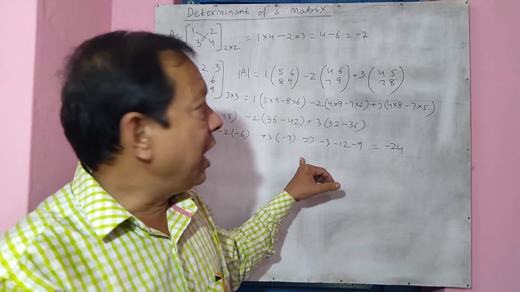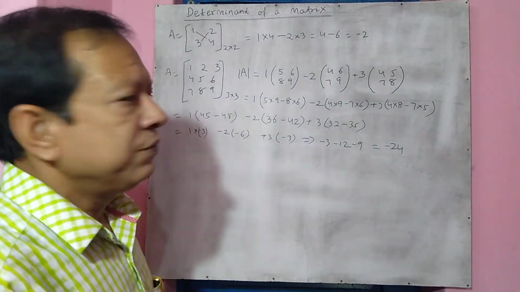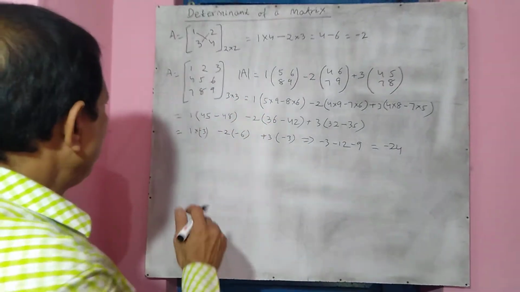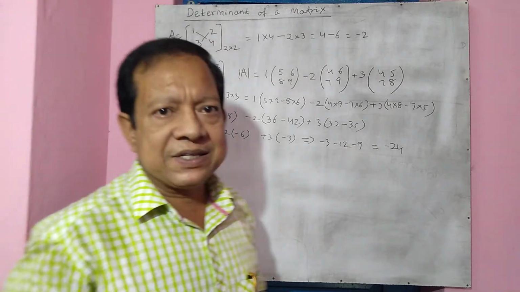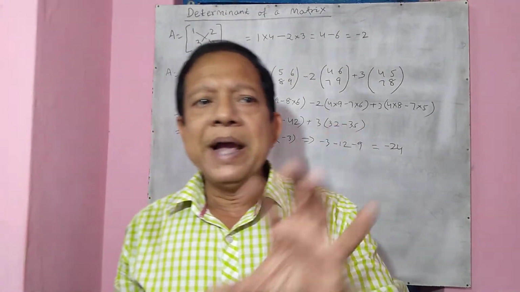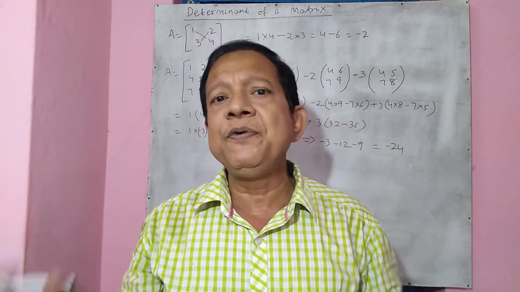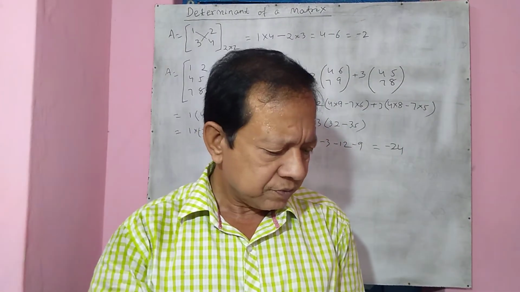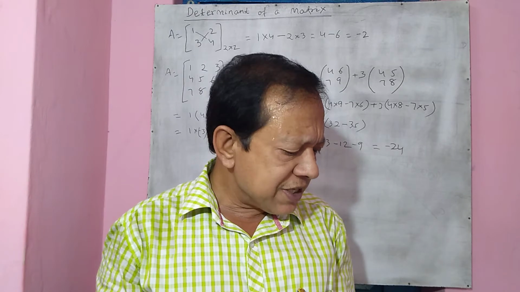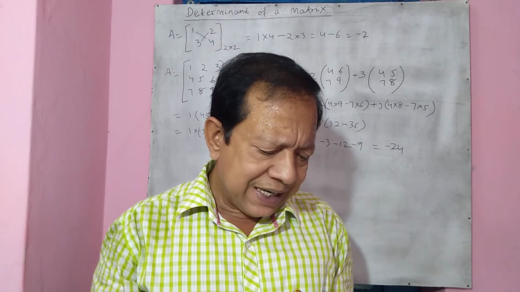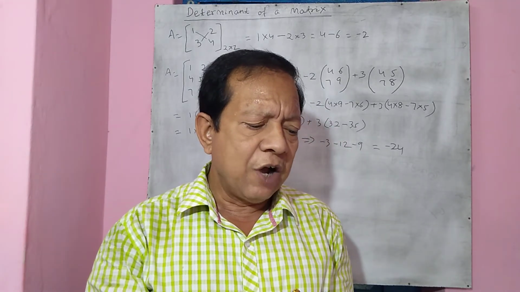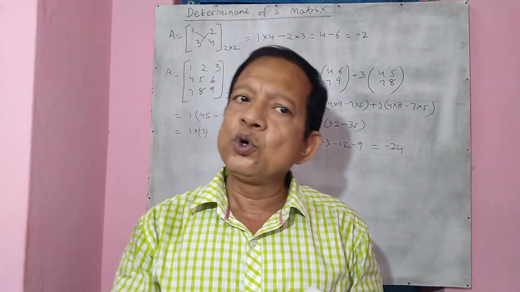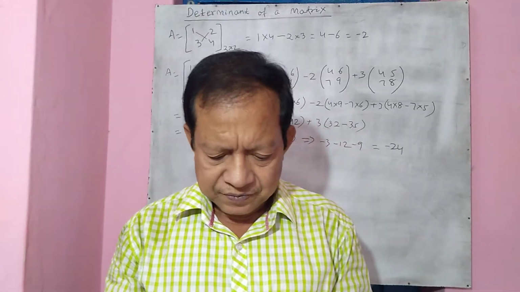Okay. Now let me tell you, next is what are the minors of a matrix. The next part in your book is minors and cofactors. So let's see what are the minors of a matrix, then we will go to the cofactors, right?